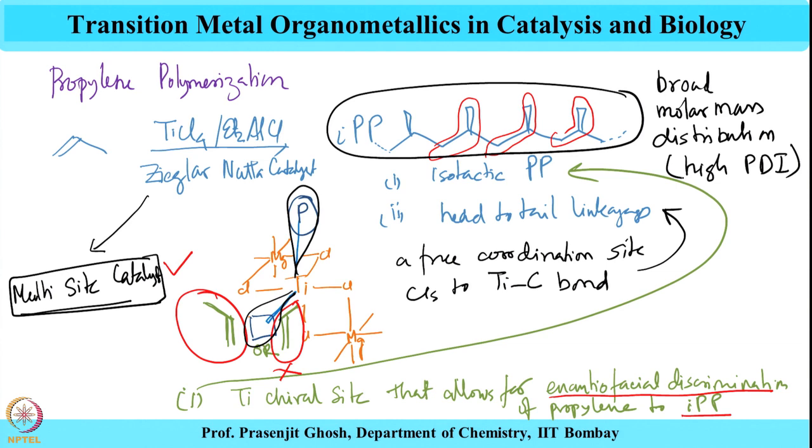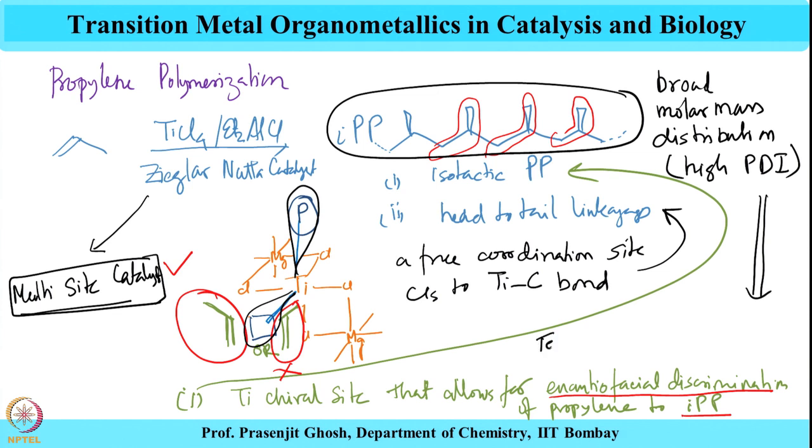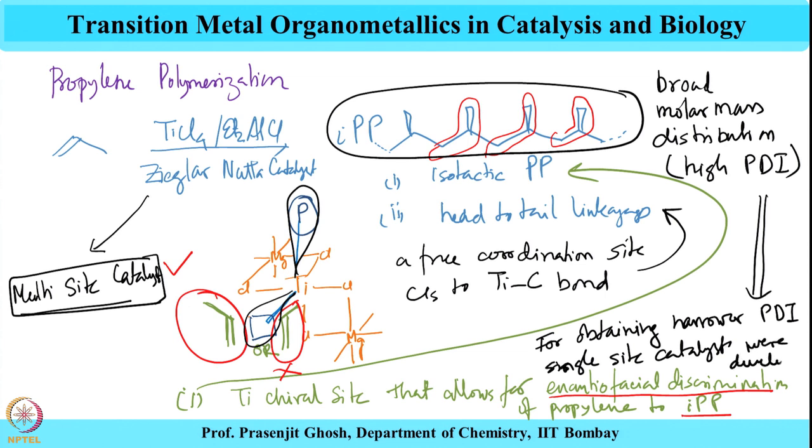Now, to have more well-behaved polymers of uniform property, the need arose for developing a single-site catalyst for obtaining narrower PDI, polydispersity index. Single site catalysts were developed for obtaining a narrow distribution, and that led to another set of discoveries geared towards developing single site olefin polymerization catalysts.